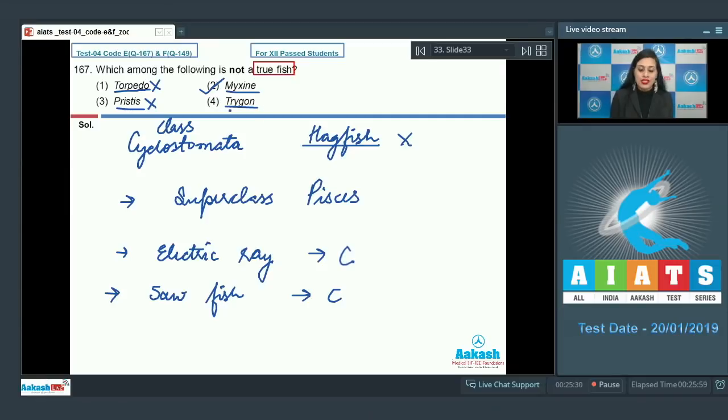The last option given is trigon, and this is also an incorrect option. Trigon, which is commonly known as stingray, also belongs to the class Chondrichthyes. So this cannot be a correct answer. So the correct answer to this question is option number 2, that is myxine. Now let's proceed to the next question.